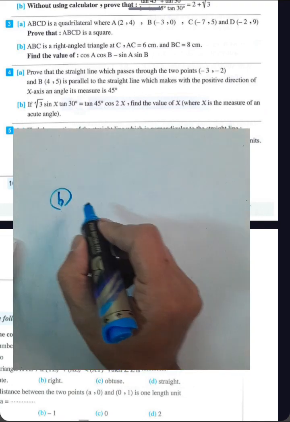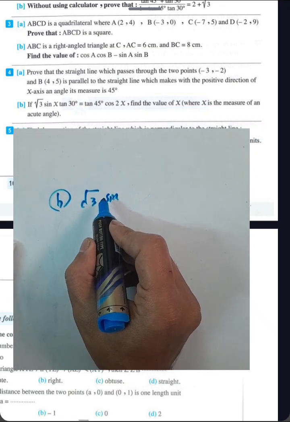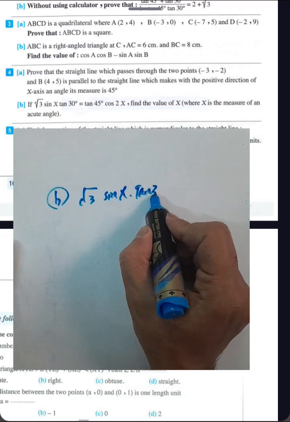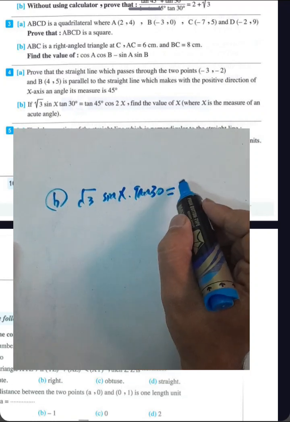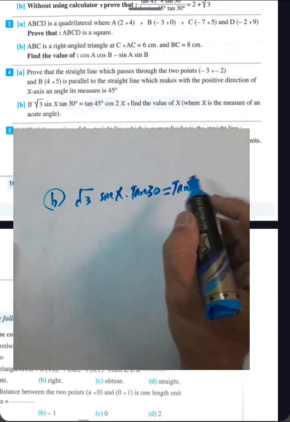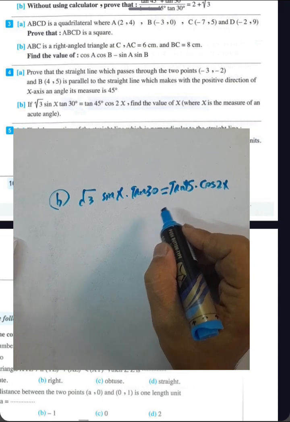Question letter B. If root 3 multiplication sine x 1030 equal 1045, product cosine 2x, you want to find the value of x.